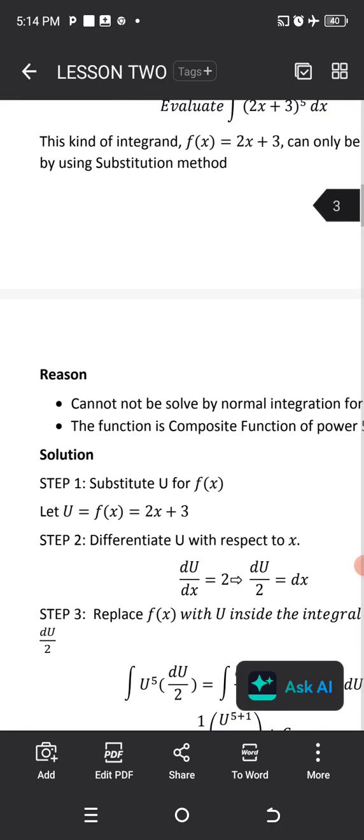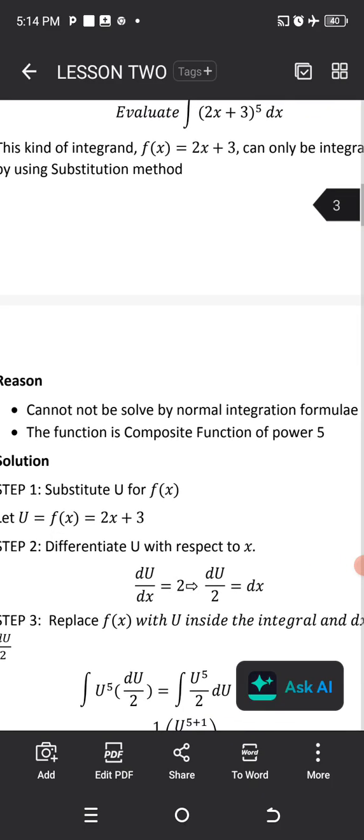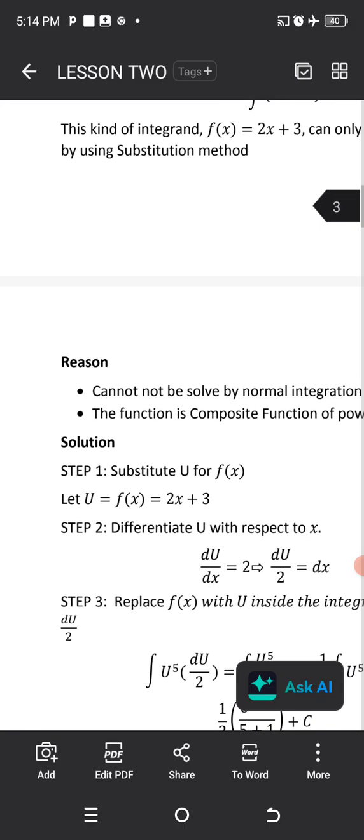Not that you won't apply the normal integration, but life entails stages. You need to reach some stage before you can apply the integration formula. The second thing I've said before is that the function is a composite function of power 5. So, solution. Step 1: substitute. We've already started using the substitution method now.